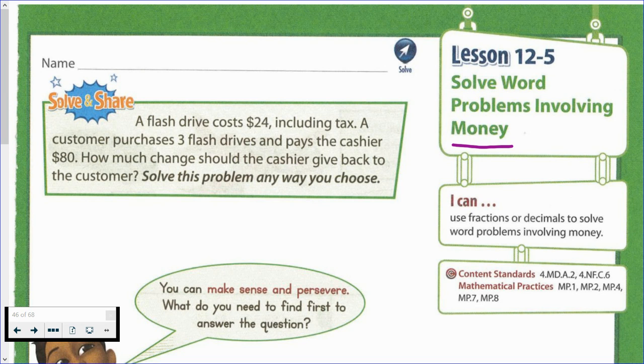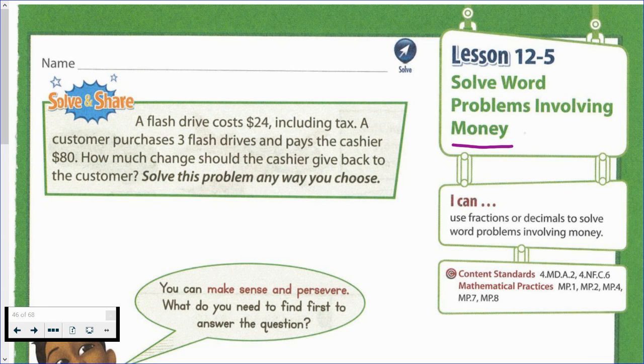A flash drive costs $24, including tax. A customer purchases, I apologize for my dog. He is being very loud and obnoxious today. So, anyway, a flash drive costs $24, including tax. A customer purchases 3 flash drives. He does not want me to read this problem. Let's try it one more time.